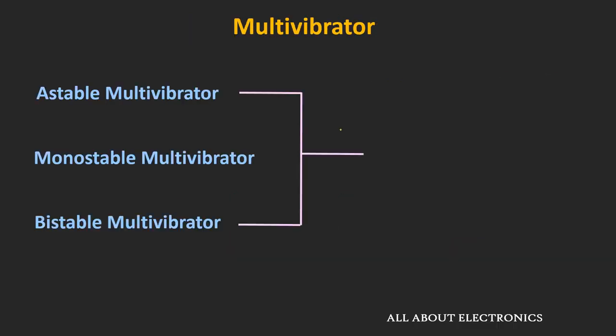And these three types of multivibrators can be designed using either op-amp, transistor or using the 555 timer ICs. So in the future videos, we will see how these multivibrators can be designed using these components. So I hope in this short video you understood what is multivibrator and what are the different types of multivibrator circuits.